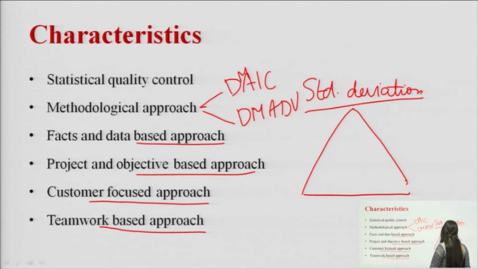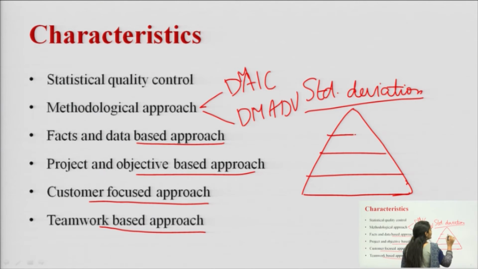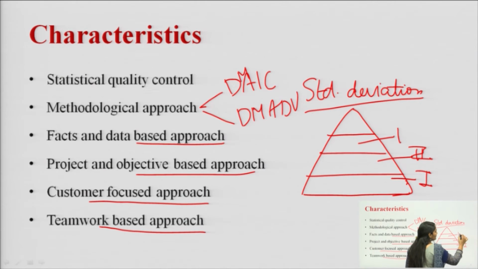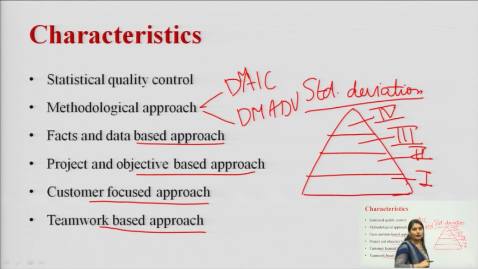There can be 4 levels of training: 1, 2, 3 and 4. Okay. There are 4 levels of training in the Six Sigma concept. The first level is Six Sigma champion.